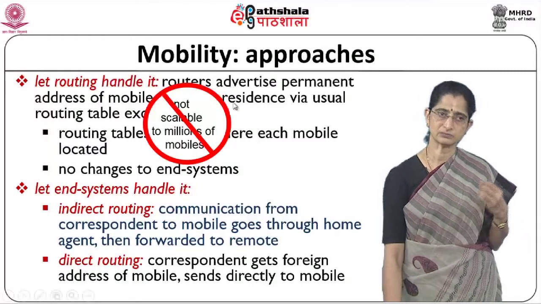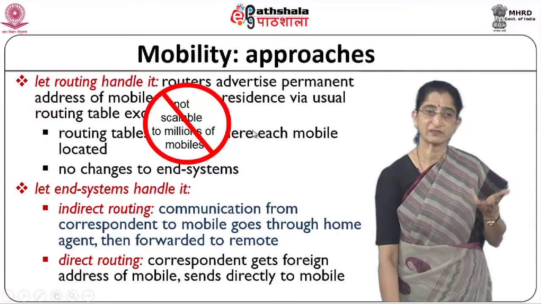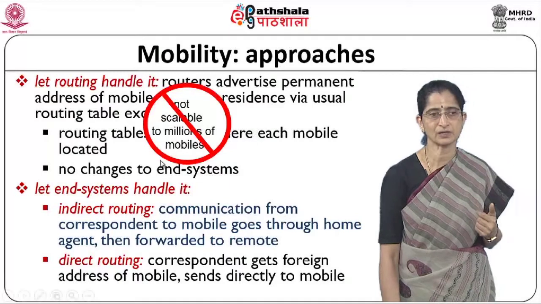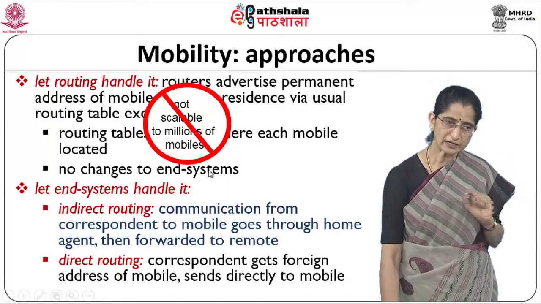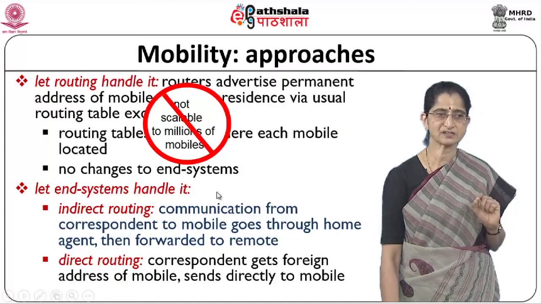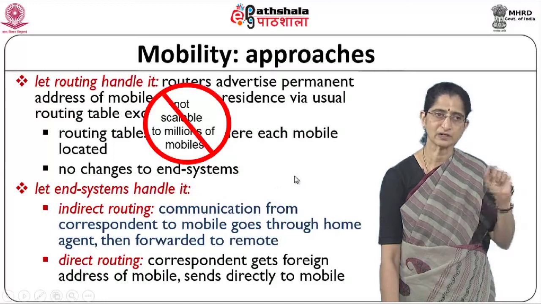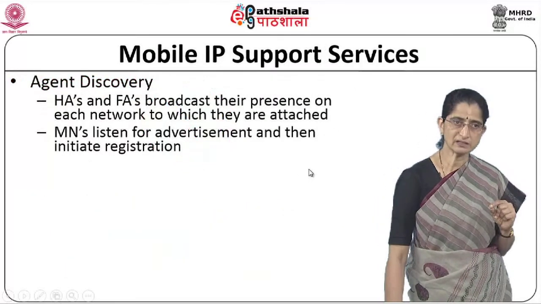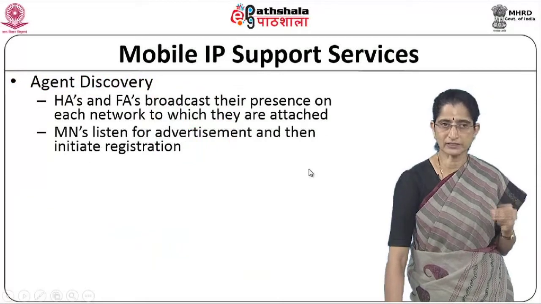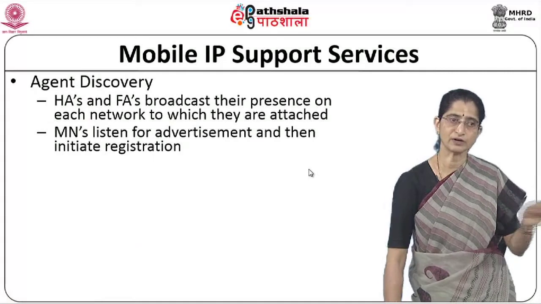Now that will go totally against our whole philosophy of network address based routing. So this is obviously not feasible. So what IPv4 does is it allows the end systems to handle it. It uses this approach of allowing end systems to take care of how the mobility is to be handled. So what support does IP provide in order to do all this forwarding of data?